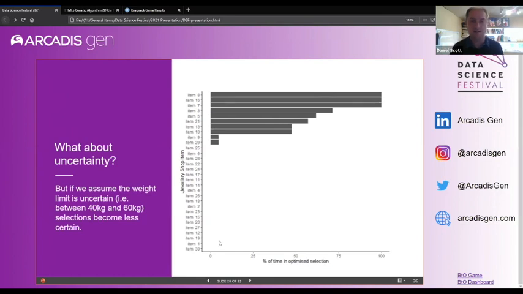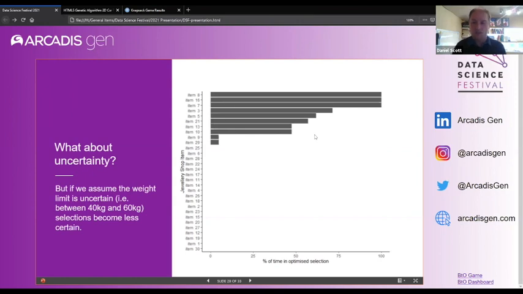It doesn't matter if it's a 40 kilogram limit or a 60 kilogram limit, they never get selected. So again, they are non-sensitive to the uncertainty around the limit of the bag. But these items here all have a different range of time, from 75-ish% of the time, down to just 5% or so of the time when they're actually selected. And so what the actual weight limit of the bag is does directly impact whether or not these are the optimum things to select.